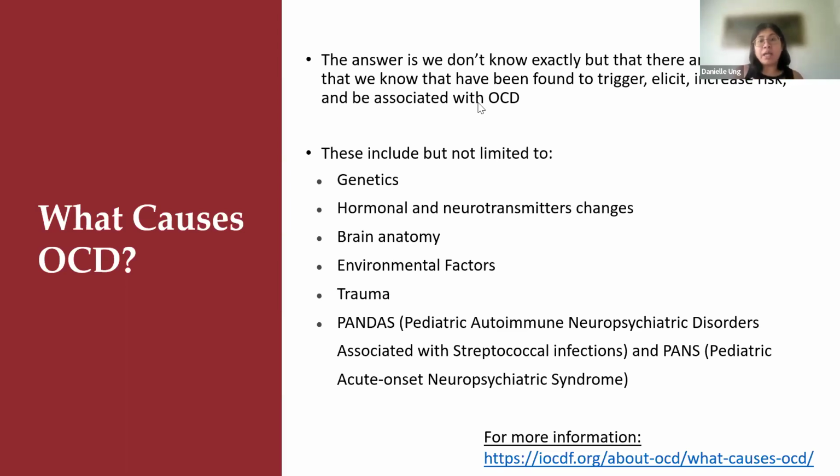The next one is hormonal and neurotransmitter changes. In particular, we've seen that the neurotransmitter serotonin and glutamate seem to play a role in this area, but this is again a growing area of OCD research. The next one is brain anatomy. So we have seen findings that there are differences in the chemistry as well as the anatomy of the prefrontal cortex, the basal ganglia, and the thalamus. So certain aspects of the brain anatomy have been affected.